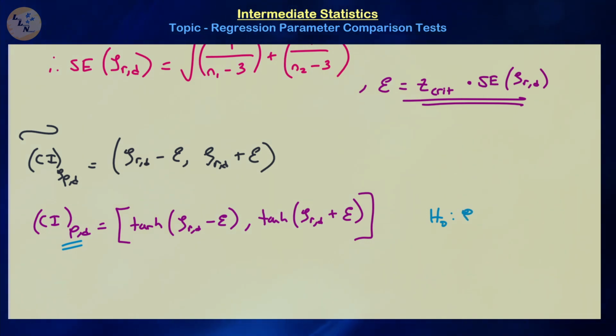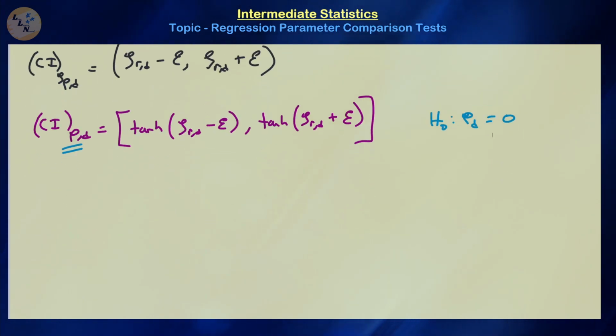And remember we're comparing rho d, or the difference in correlation coefficients, to be equal to 0, right? So if 0 is in there, that means we have evidence to believe that they're approximately equal to each other. Okay, so that is the confidence interval approach for these particular things. And what about the test statistic?